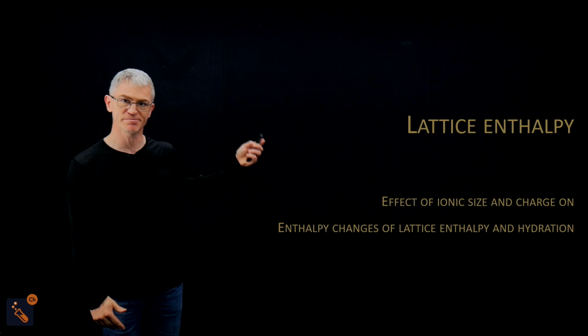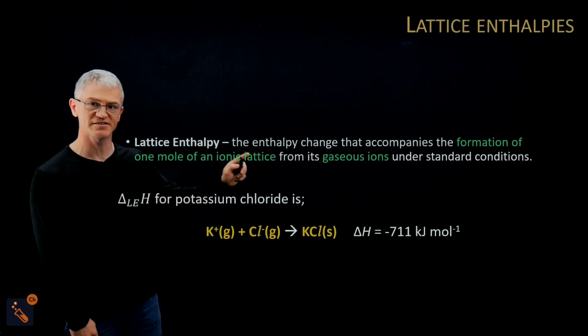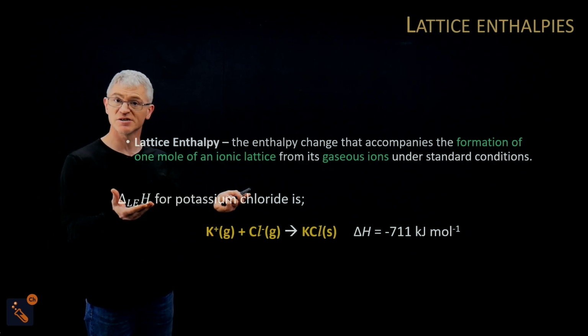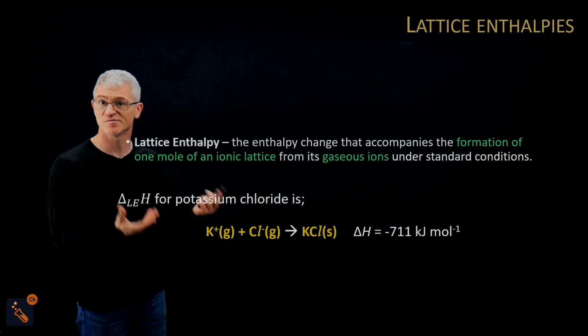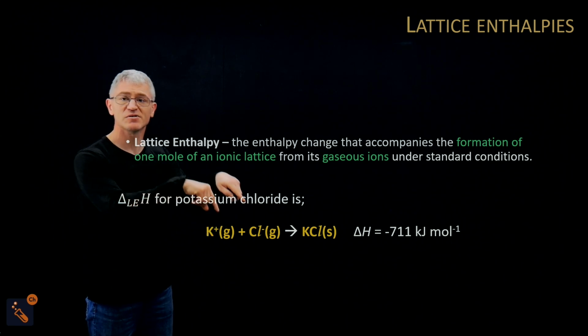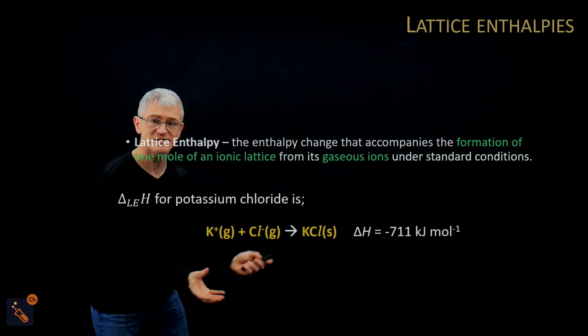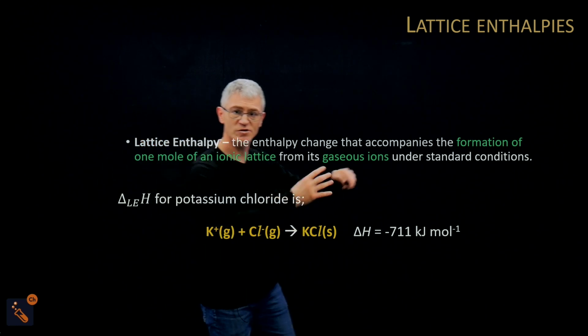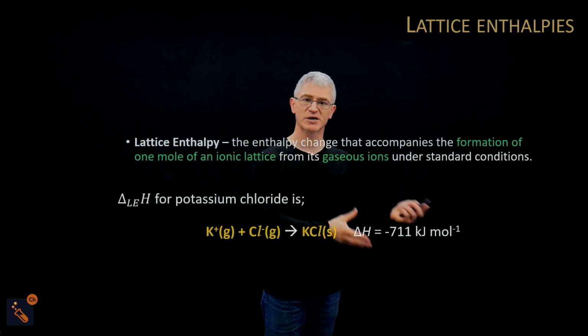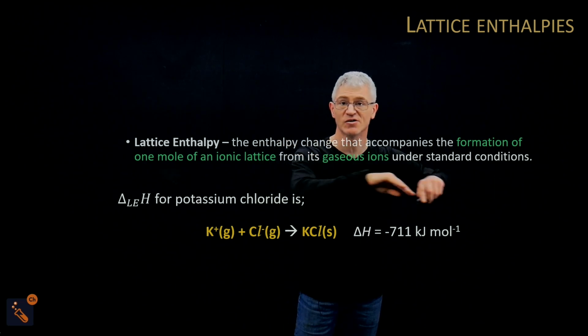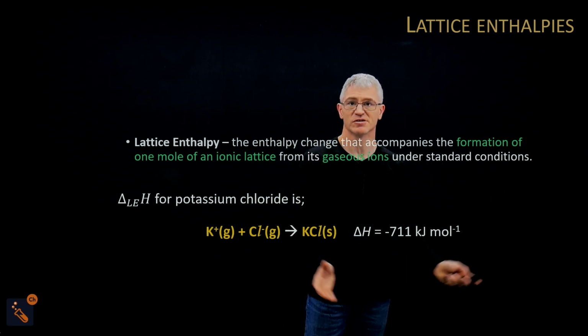That's going to be based upon the fact that we have lattice enthalpy, which accompanies the formation of 1 mole of an ionic lattice from its gaseous ions. So this is our lattice enthalpy here, gaseous ions creating 1 mole of an ionic lattice. We're forming a bond, therefore energy is given out, and therefore we have an exothermic process.